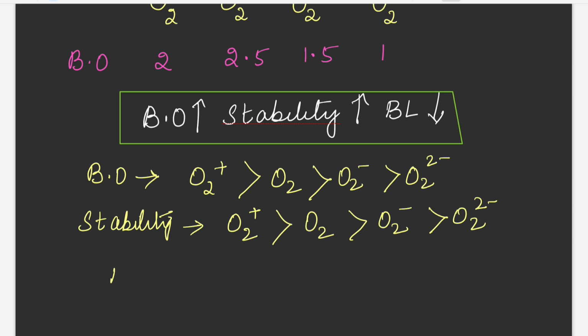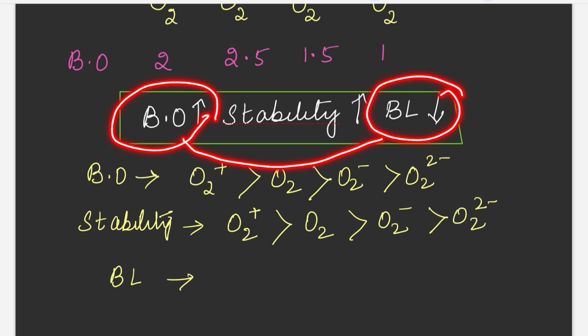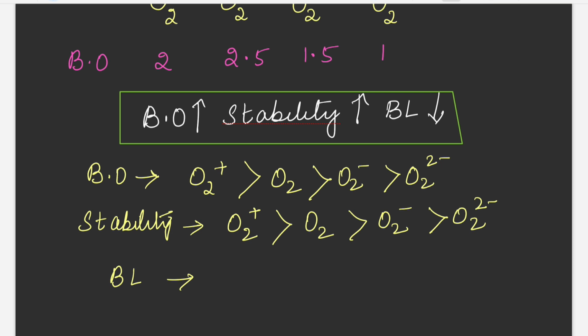Next we will go for bond length. What is the relationship between bond order and bond length? They are inversely proportional to each other. When bond order increases, bond length will decrease. So now we have to write this in the reverse order. That is, bond length of O2 plus will be less than O2, which will be less than O2 minus, which will be less than O2 2 minus.